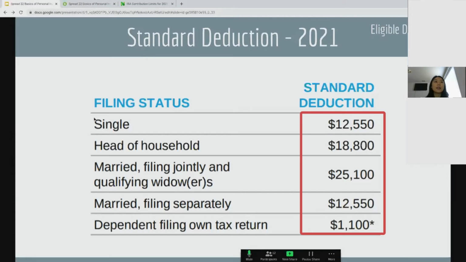So you can see here, if you're single, $12,550. If you're head of household, $18,800. Married filing jointly is $25,100. Married filing separately is the same as single because you're married, but you're not filing together. So you're just one person. But notice that married filing jointly is just double the single. So that's something to keep in mind as well. And if your dependents are filing their own tax return, they get this.